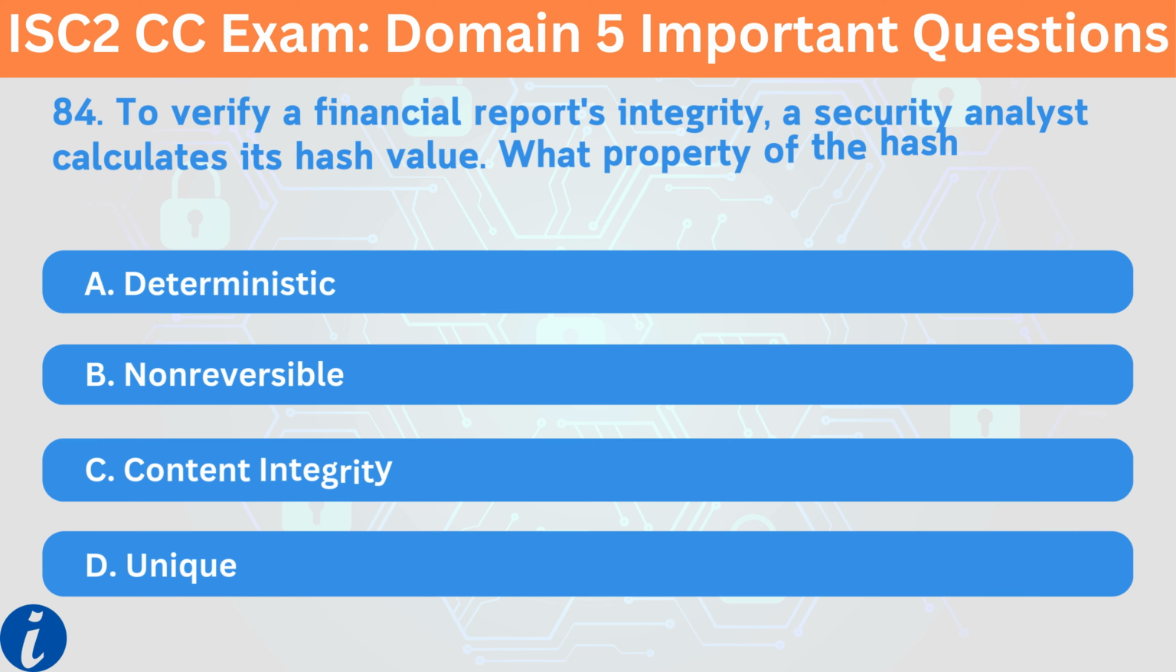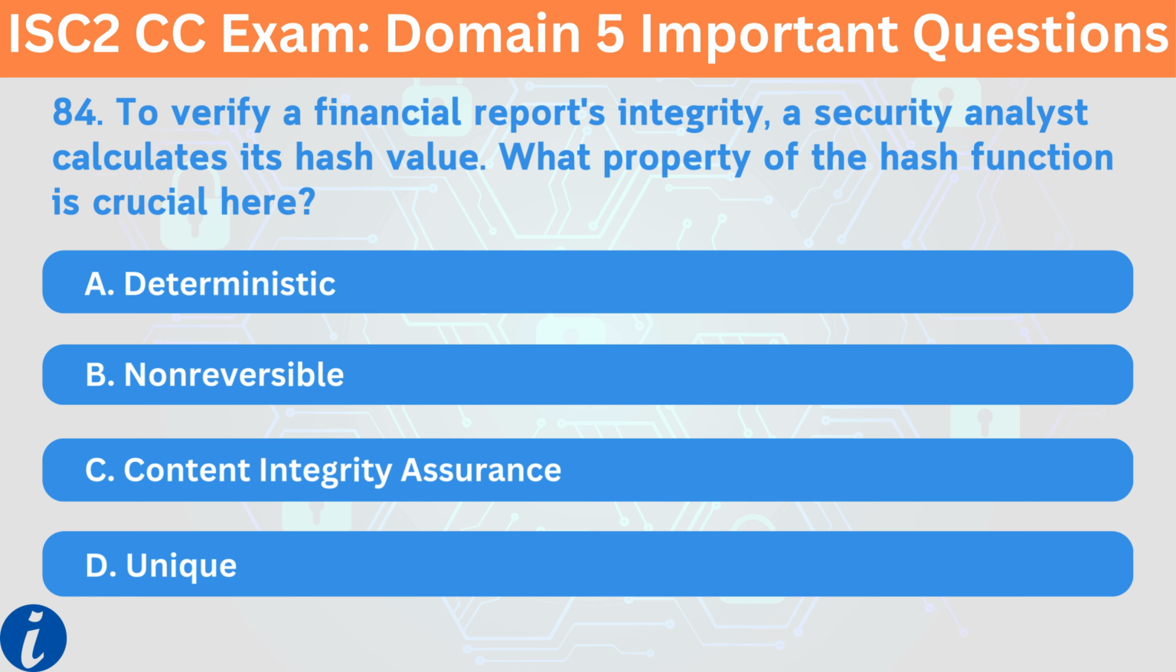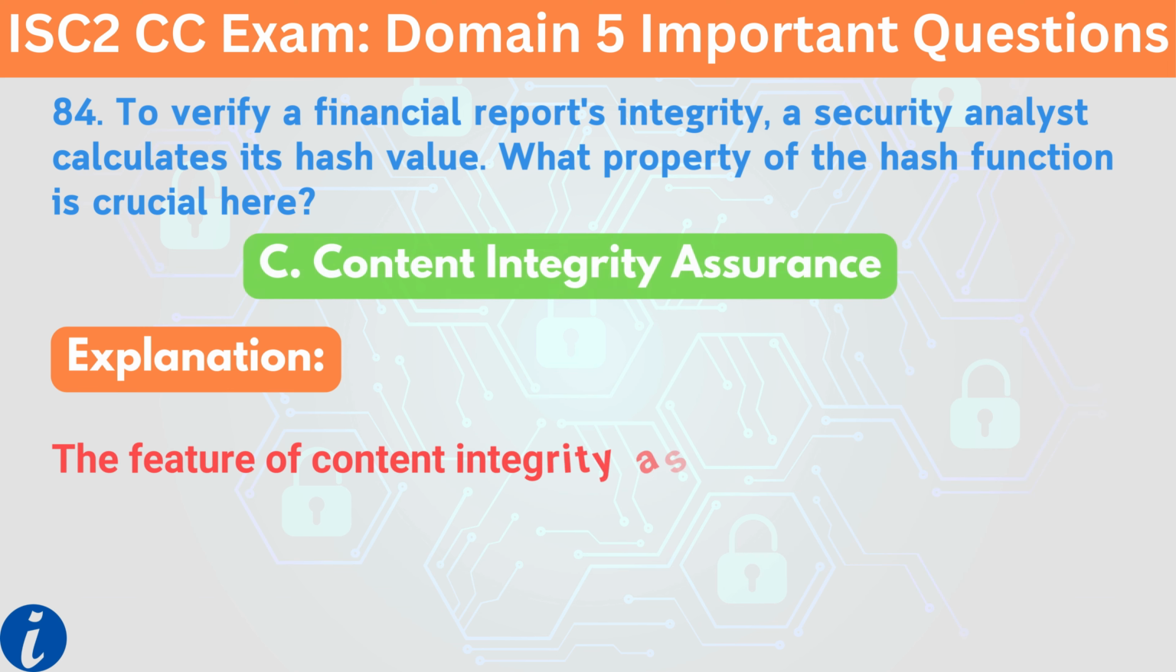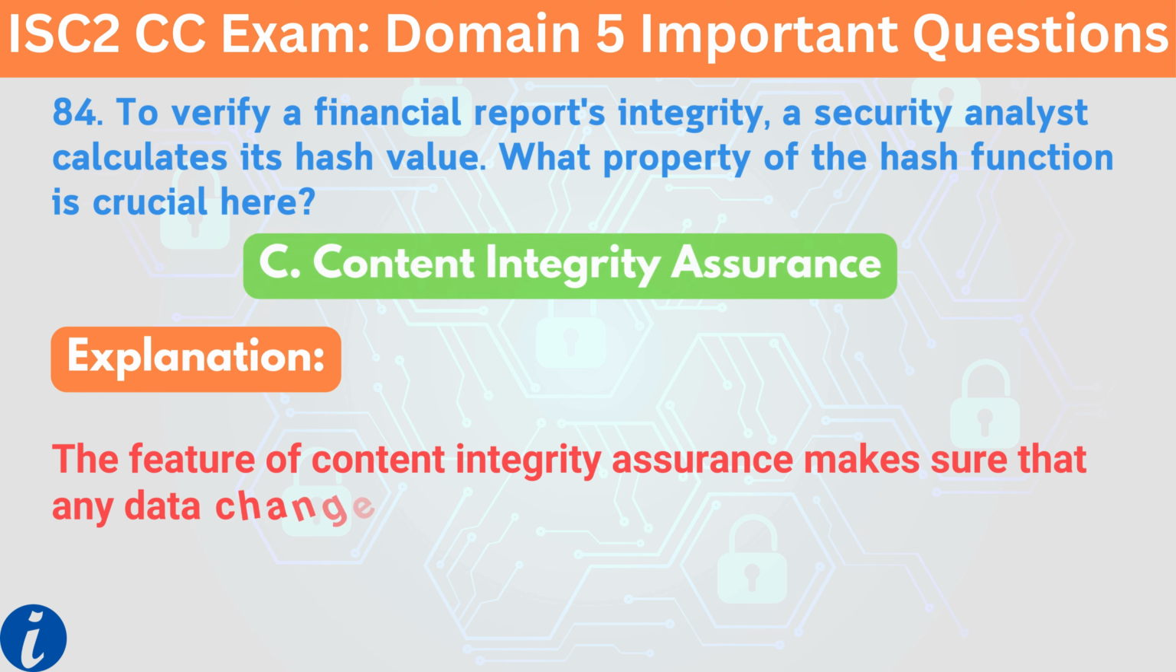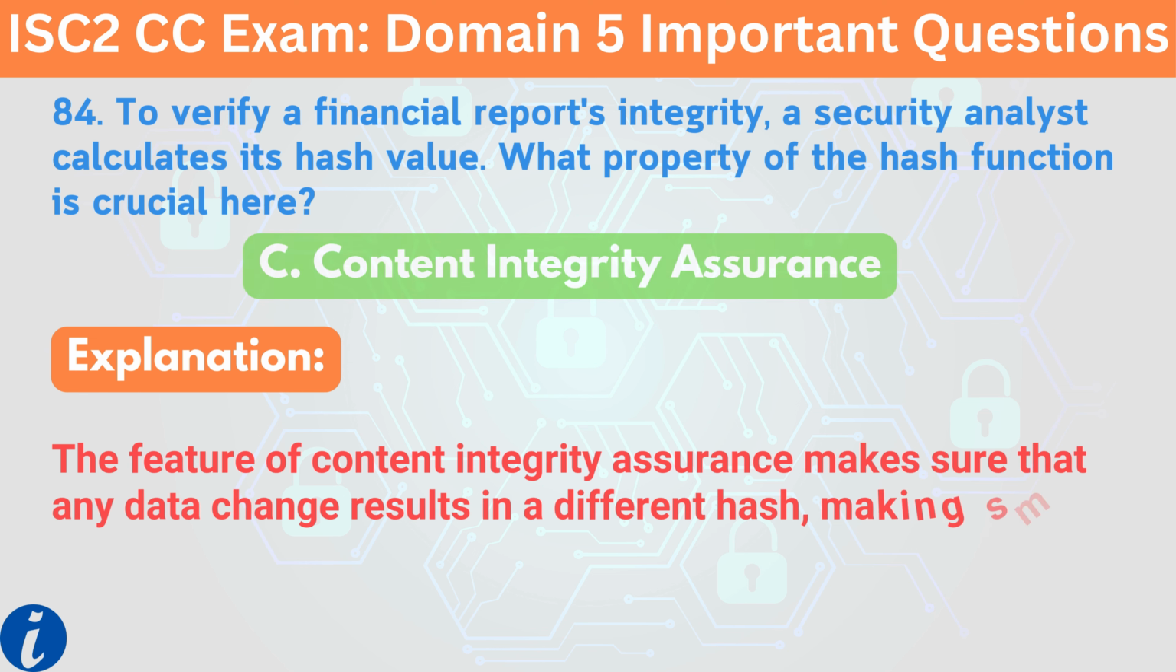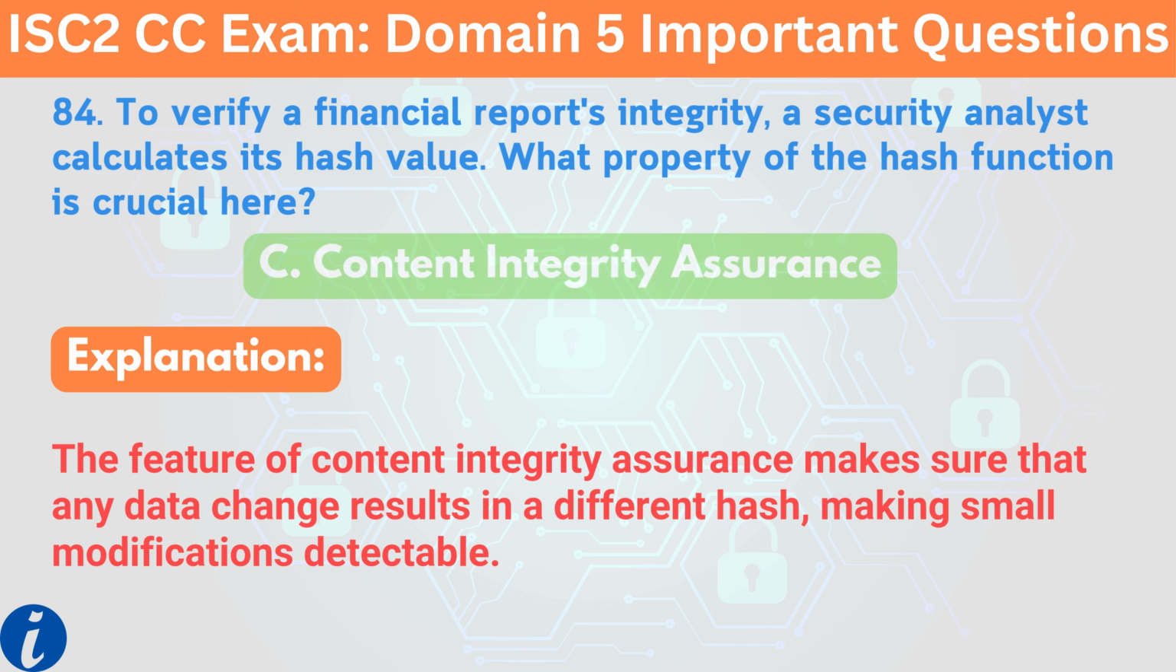84. To verify a financial report's integrity, a security analyst calculates its hash value. What property of the hash function is crucial here? A. Deterministic. B. Non-reversible. C. Content integrity assurance. D. Unique. The correct answer is C. Content integrity assurance. Explanation. The feature of content integrity assurance makes sure that any data change results in a different hash, making small modifications detectable.